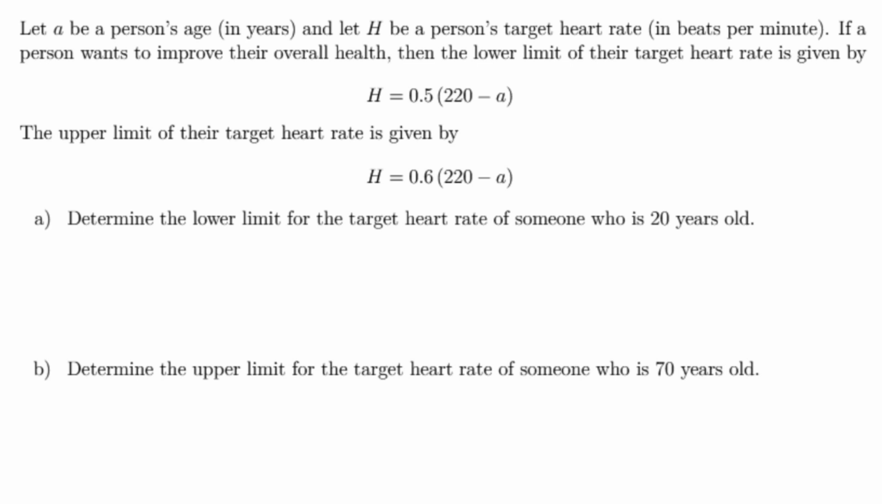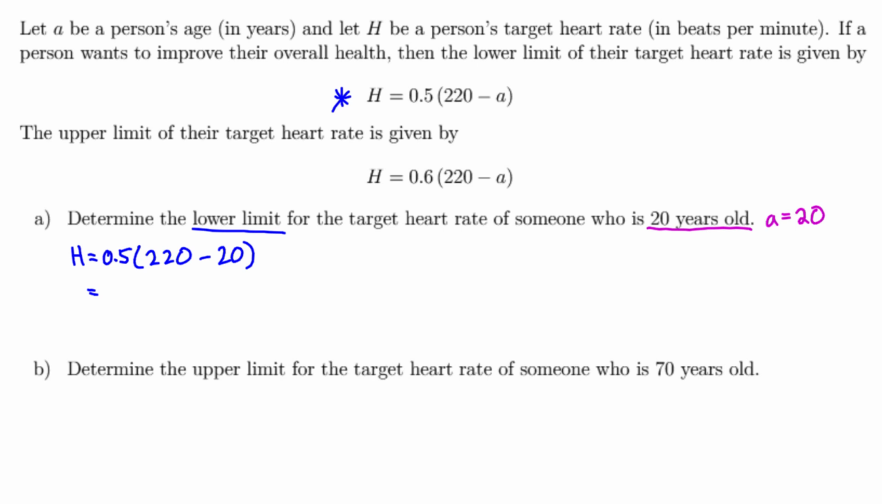For this first one, let's note that we're asked for the lower limit, so we're going to use that first equation. We're given that the person is 20 years old, and this information is important to identify because it tells us that A is 20. So to calculate that lower limit, we'll use that first equation, H equals 0.5 times the quantity of 220 minus A, and we'll plug in 20 for A. So we'll have H equal to 0.5 times the quantity of 220 minus 20.